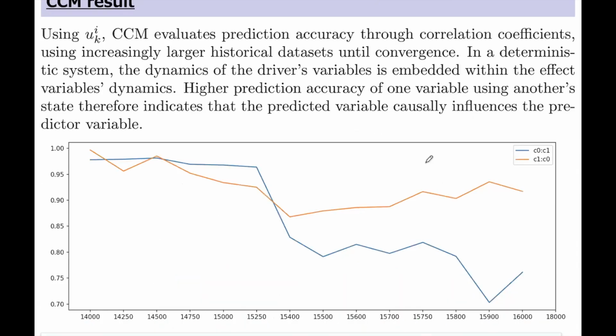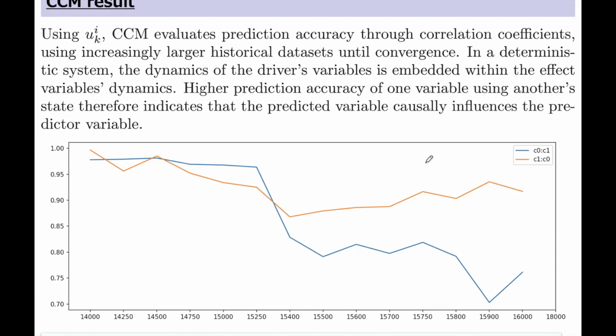Using the delay embedding, CCM evaluates the prediction accuracy through a correlation coefficient, using increasingly larger historical data sets until convergence. In a deterministic system, the dynamics of the driver variable, which is the cause variable, is embedded in the effect variable dynamics. That means higher prediction accuracy of one variable using another indicates causal influence from the predicted variable on the predictor variable. So this looks very complicated, but it's a very simple result.